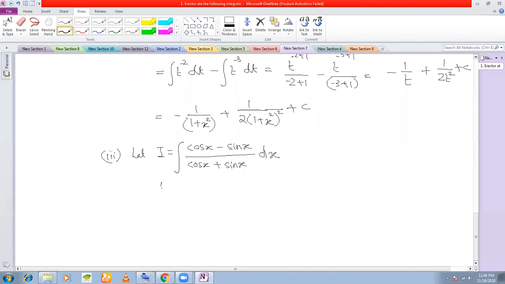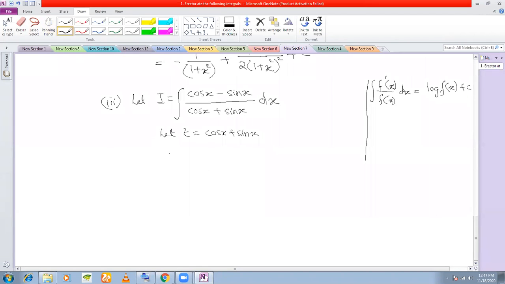Let t is equal to cos x plus sin x. If you see, this is of the form integral f dash x by f x dx. So in fact, directly you can write this as log of f x plus c, that is, the answer is log of cos x plus sin x. But since 3-4 marks will be allotted, we'll show it.